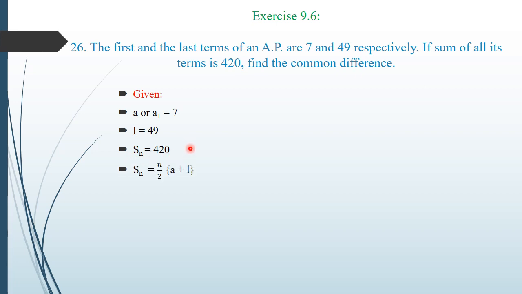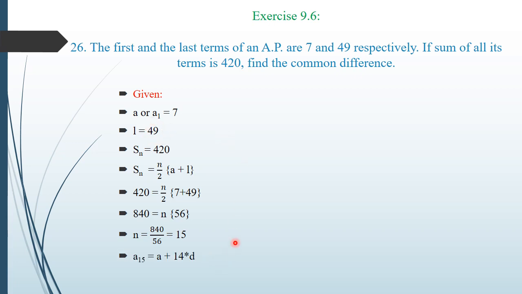Substituting all the values in this formula, I'll get 420 is equal to n by 2, and a is equal to 7 and l is equal to 49 here. Simplifying this further, 420 into 2 is equal to 840, which is equal to n into 49 plus 7, which is equal to 56 here. Bringing this 56 down, I'll get the n value as 15. Therefore, the sum of 15 terms of this AP is equal to 420, or I can also say the 15th term of this AP is the last term, that is nothing but 49.